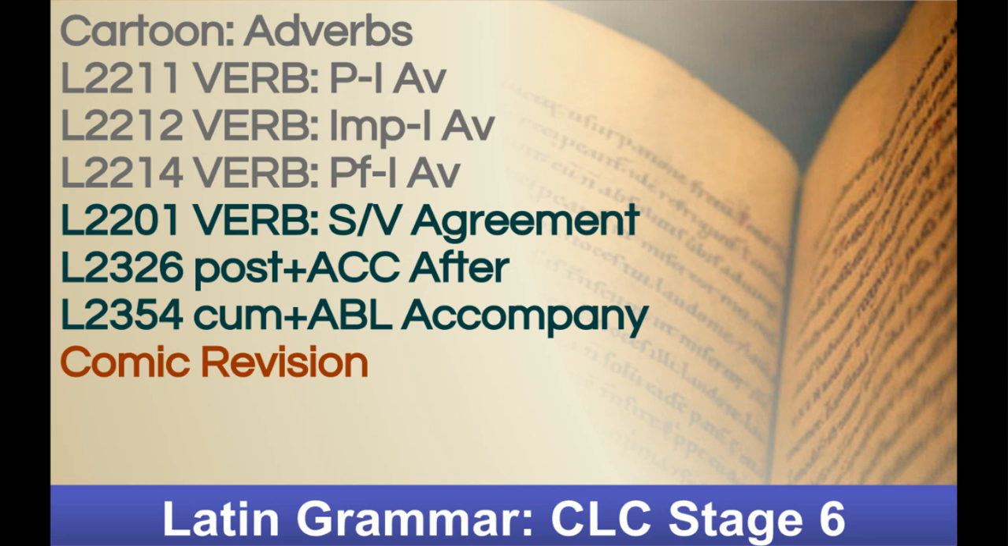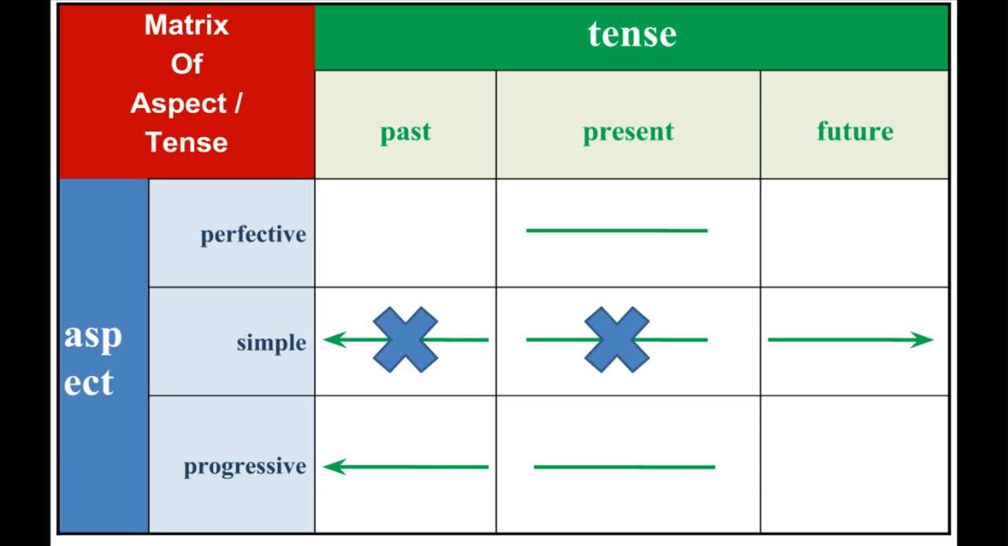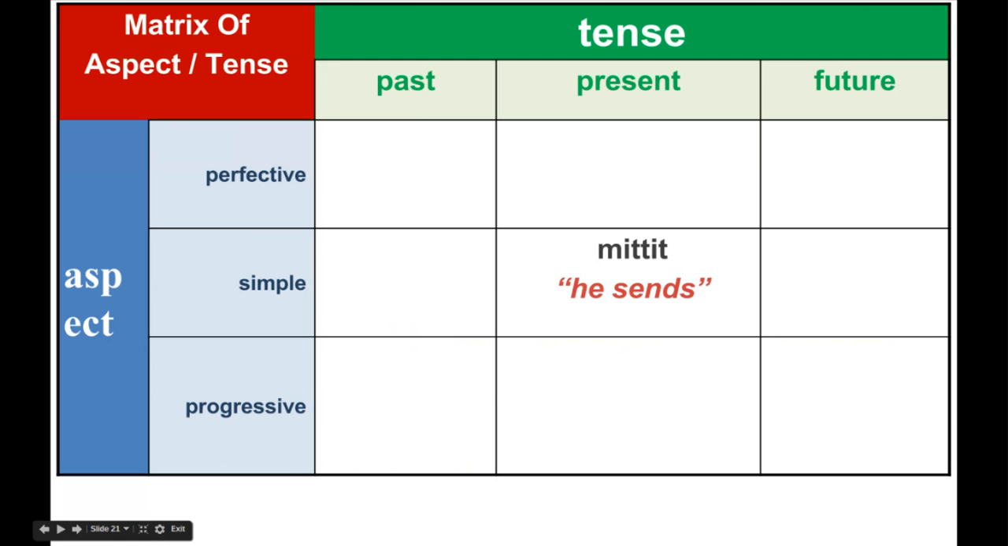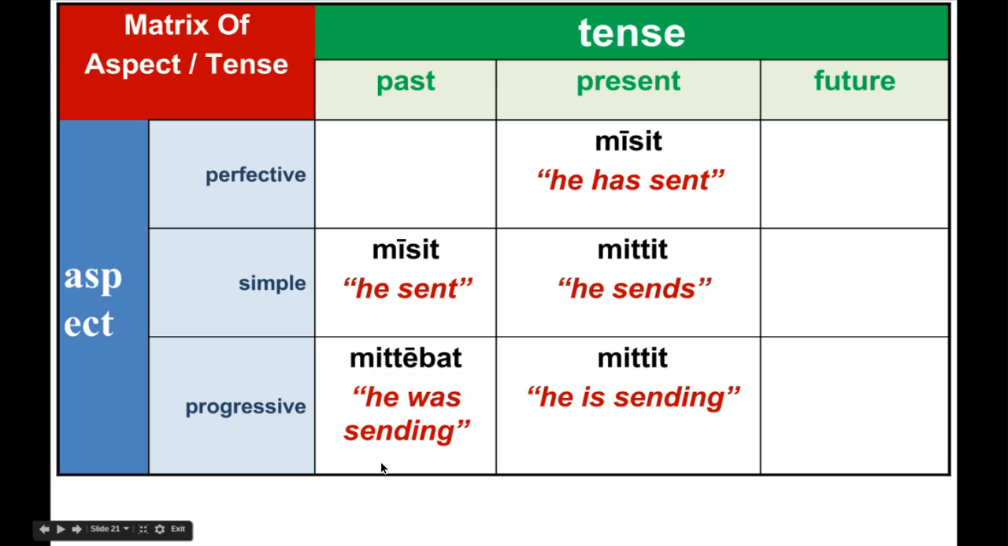Let's talk about subject-verb agreement and the aspect tense matrix. So as we introduced last chapter, there's an aspect which talks about the quality of the action, and tense which talks about the time of it. Simple is a simple action. Progressive indicates progressive action. Perfective indicates a current state as a result of past time. Mittit, he sends. Mittit could also be translated he is sending. Misit, he has sent, could also be translated he sent. 90% of the time, mittebat will be he was sending. What's the other 10%? He used to send.